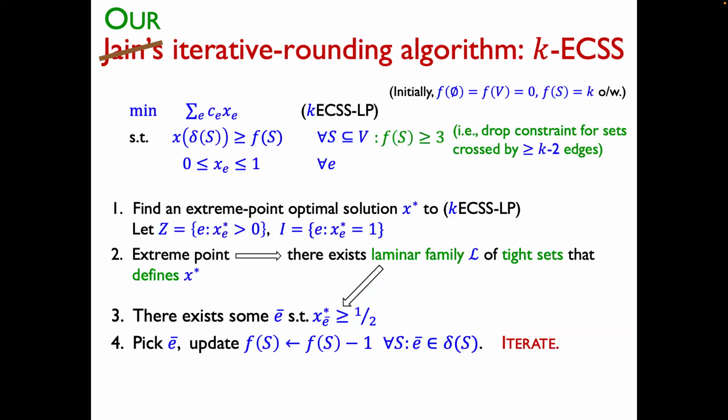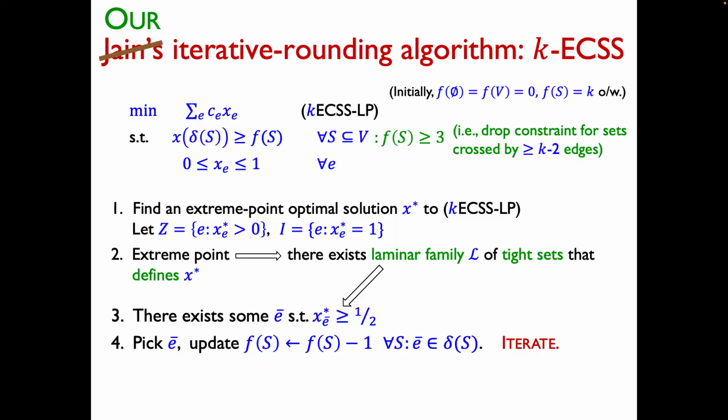So we are just now going to retain the constraints for cuts that still need to be mostly satisfied. If a cut is already crossed by k minus 2 edges, then we are going to drop that constraint. So this f was tracking how many more edges we want. If that f of s value is at least 3, then we retain that constraint, otherwise we drop it. So that's the change to the LP.